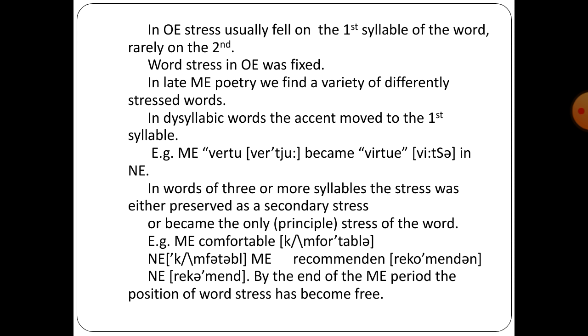In Old English, stress usually fell on the first syllable of the word, rarely on the second. Word stress in Old English was fixed. In late Middle English poetry, we find a variety of differently stressed words. In dissyllabic words, the accent moved to the first syllable.